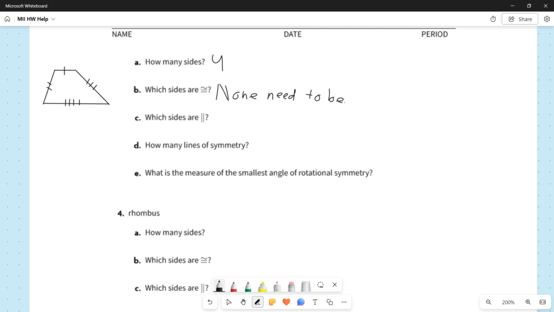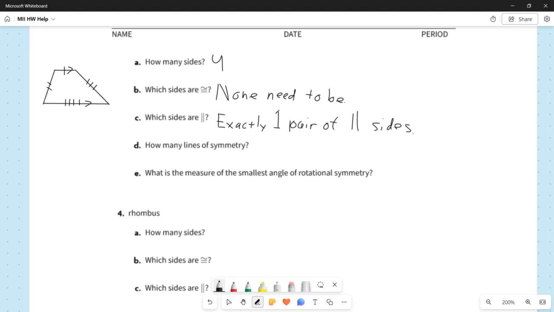Part C, which sides are parallel? This is actually the definition of a trapezoid. The definition of a trapezoid is that it is a quadrilateral that has exactly one pair of parallel sides. So a trapezoid, by definition, has exactly one pair of parallel sides. And that would be the top and the bottom here. If it has two pairs, it's a parallelogram.